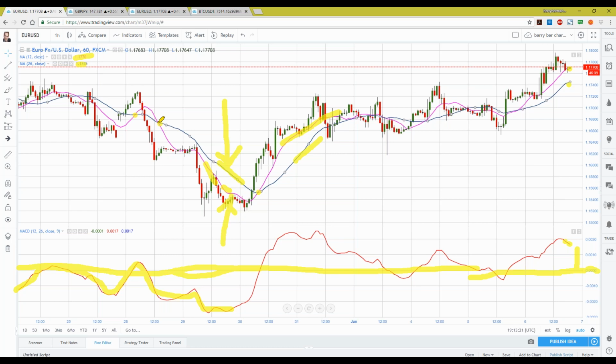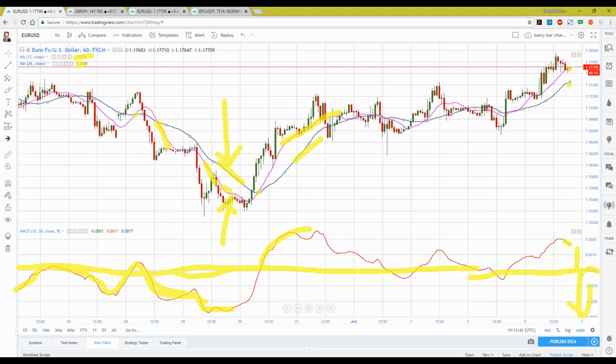When the shorter moving average moves higher than the longer moving average, it would cross over and up. When the shorter moving average falls below, it would then cross and come down and be in negative territory.